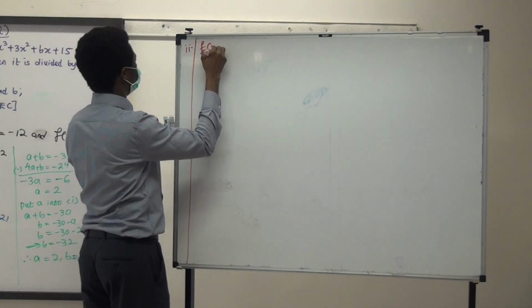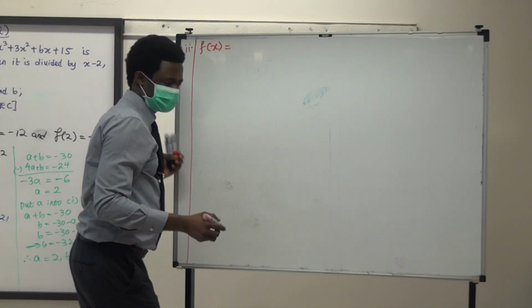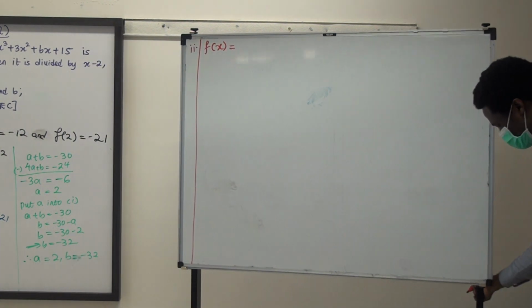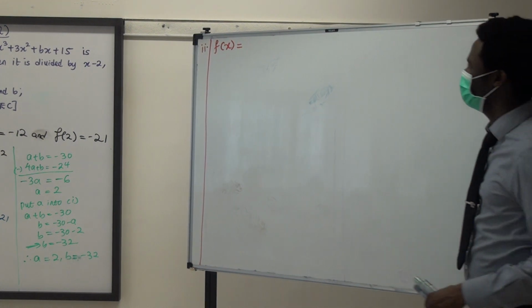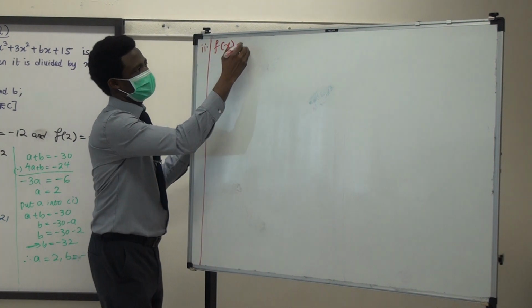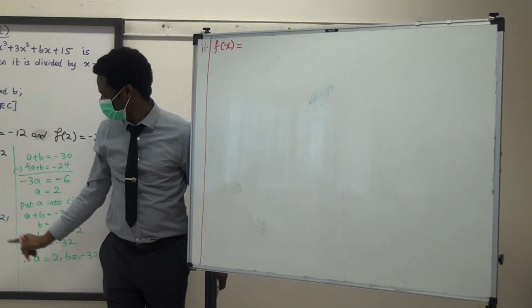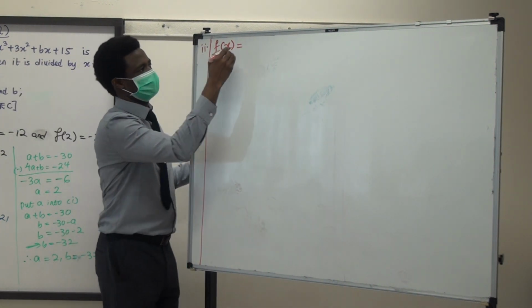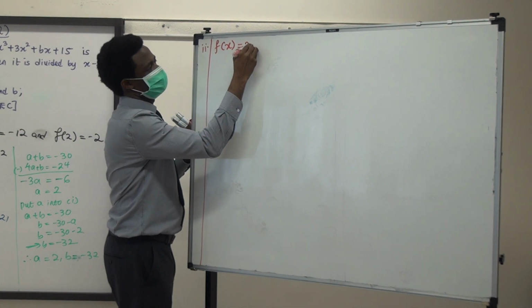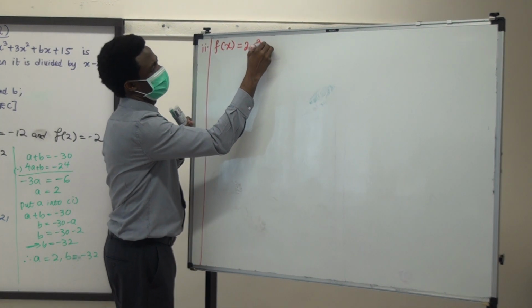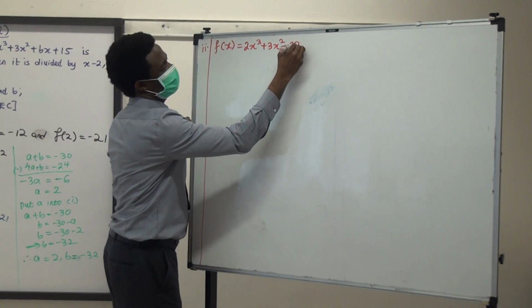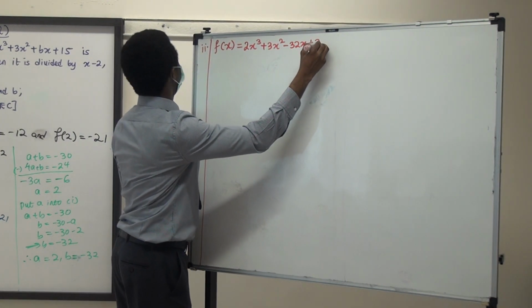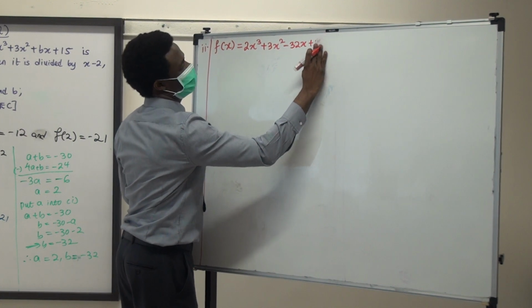So my polynomial has now become f of x. Let's write this properly with the values of a and b. Together now: 2x cubed plus 3x squared minus 32x plus 15.